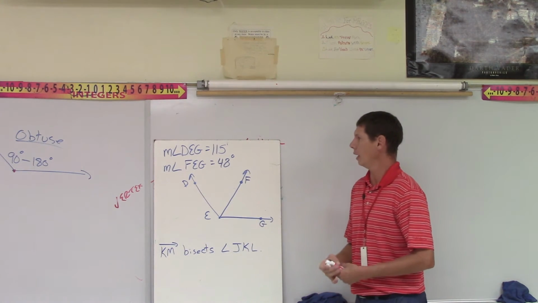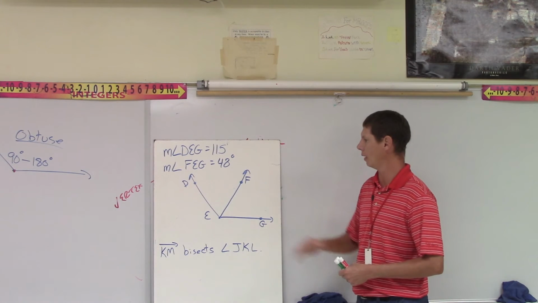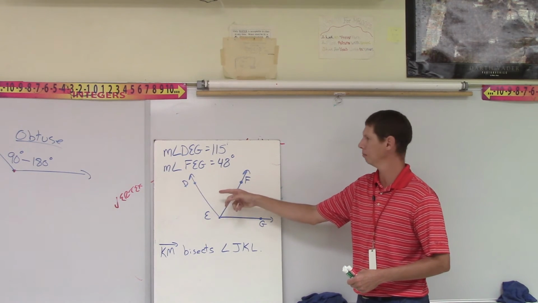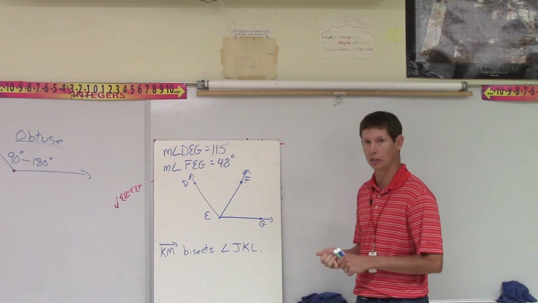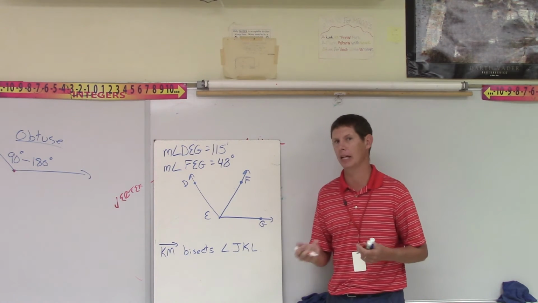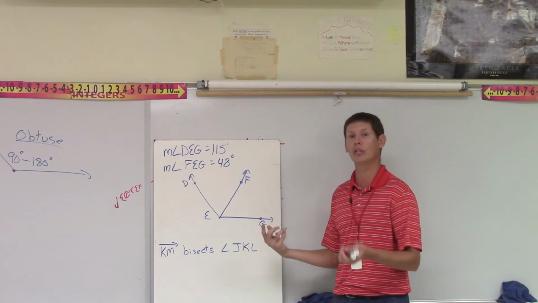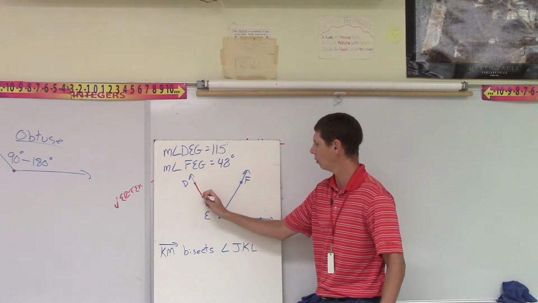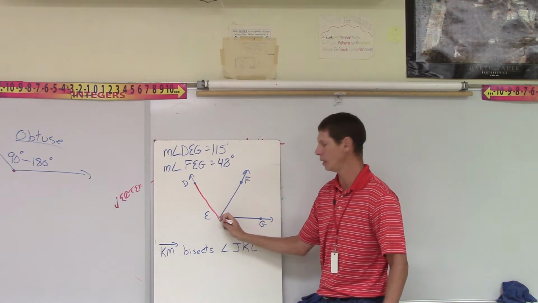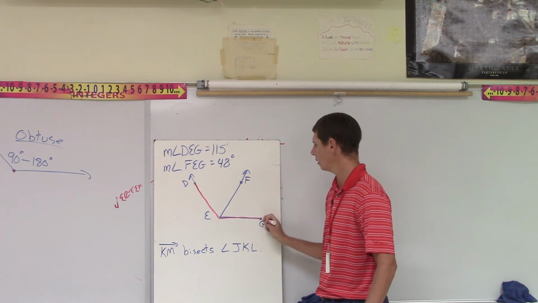So what we have here, we have first problem, we have a picture here, a couple angles. They tell us some information about them. They tell us that angle DEG is 115 degrees. Here's my take. I highlight these, I redraw them, color them in. I connect the dots. Where does that 115 go? It connects the opening D, E, G.